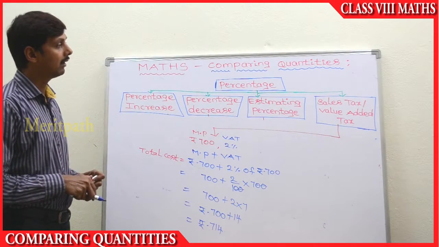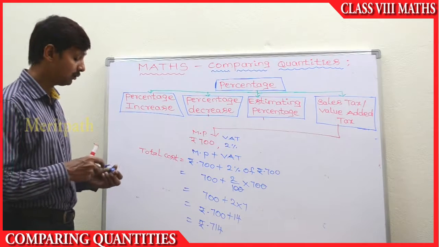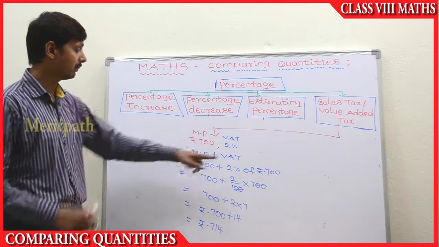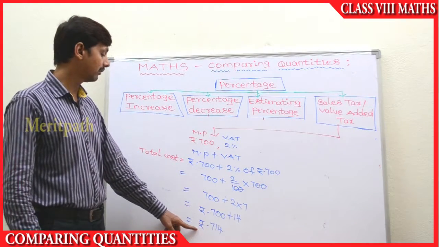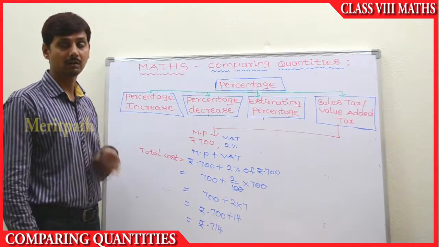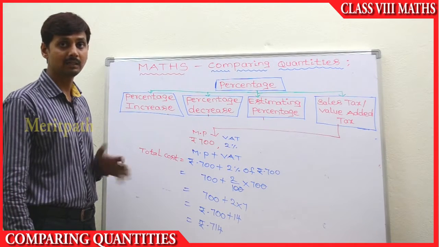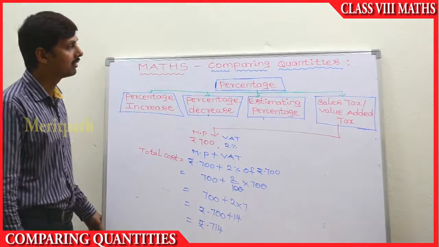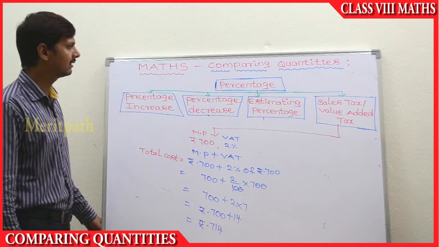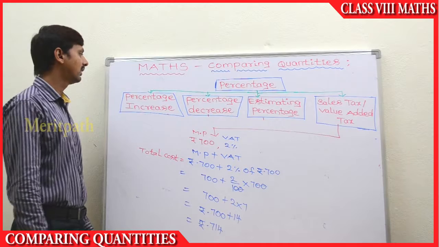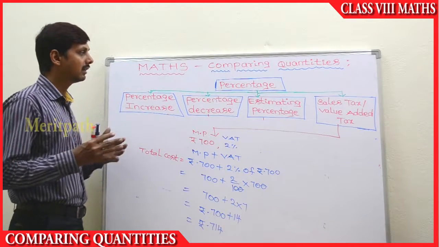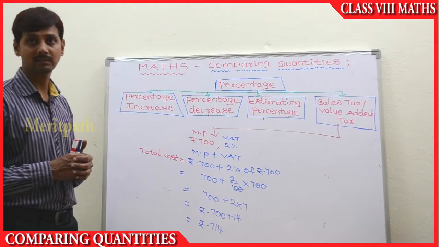When we have added value added tax of 2% to the particular item, it becomes 714 rupees. So this is what we need to pay to the shop or the seller who is going to sell it. So this is the concept about sales tax, value added tax. Until now we have discussed percentage increase, percentage decrease, estimating the percentage, and sales tax.